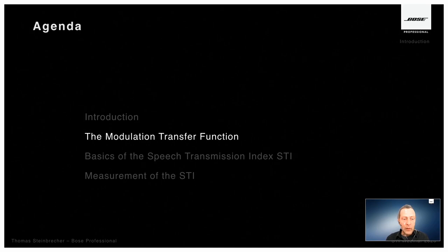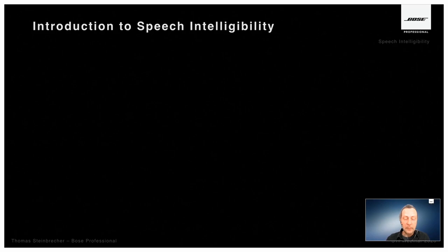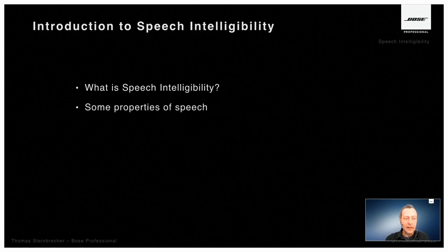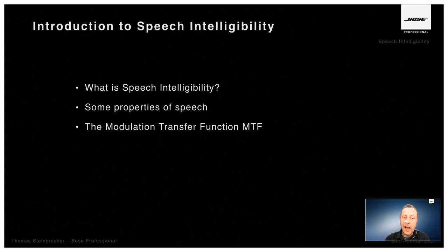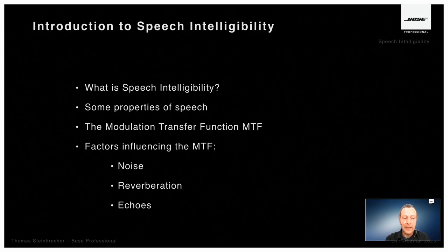So to understand more about the STI and the underlying modulation transfer function, we will jump right into an introduction to what speech intelligibility actually is. It's very important to understand a few properties of speech and how the modulation transfer function can be defined for typical things like speech. We will also look at some factors that influence the modulation transfer function. Those are noise, reverberation, but also echoes. And we will learn what the difference is between reverberation and echoes.